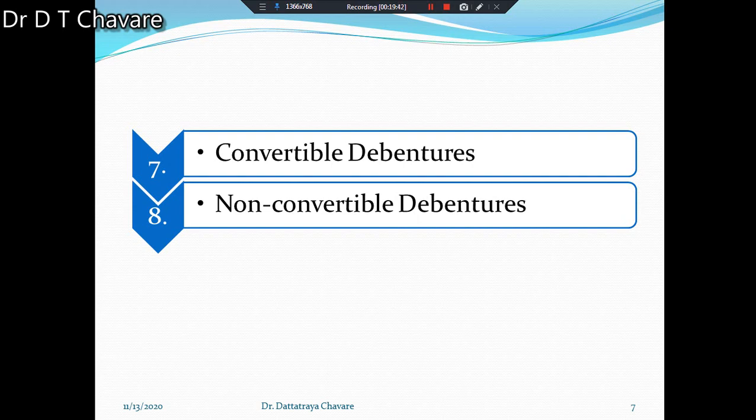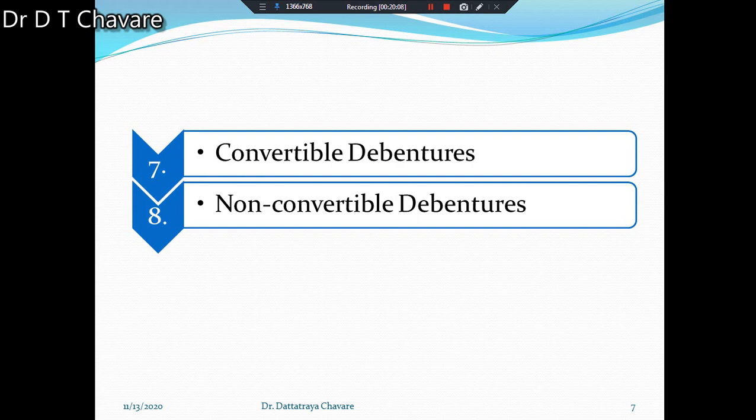Debenture capital may be wholly or partly converted into equity capital. Such types of debentures are called convertible debentures. And the last type I have mentioned here is non-convertible debentures. As the name suggests, such debentures are not converted into equity shares. Such debentures are not converted into equity capital.